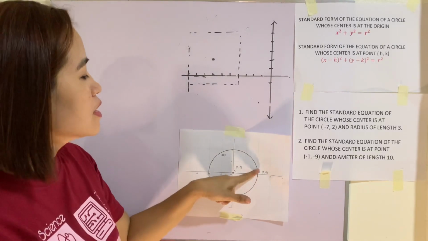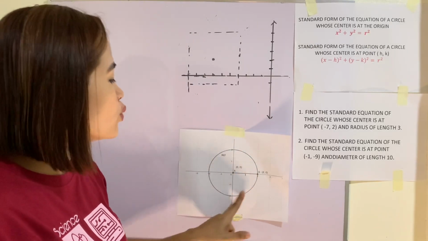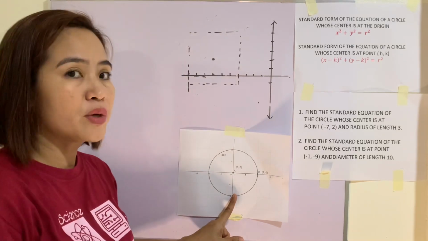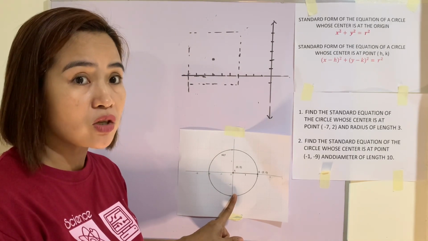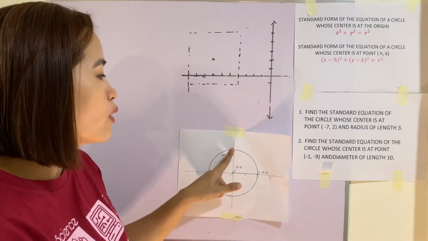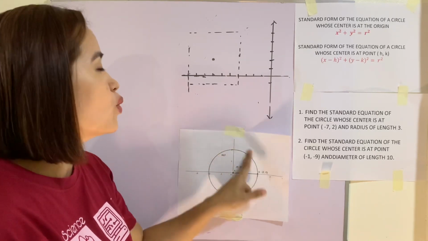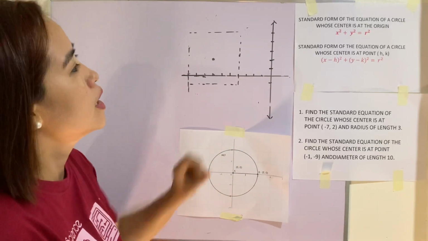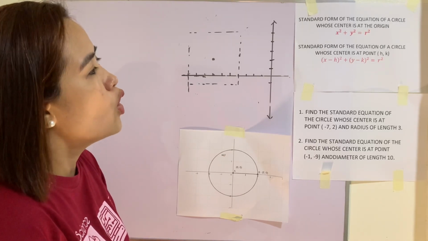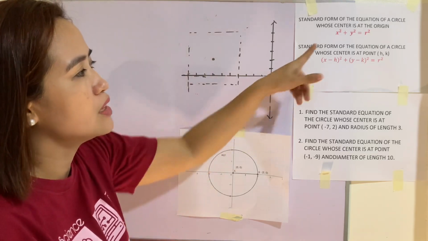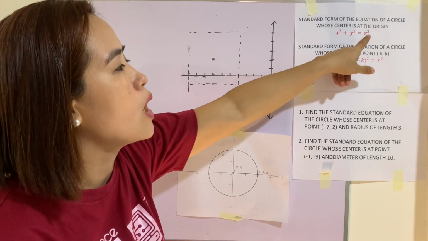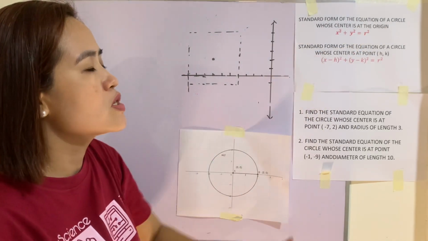Now, this circle has what we call an equation. Remember, in a line, there is always an equation, and that is a linear function. In a parabola, that is a quadratic function. Okay, what about a circle? How do we find the equation of this? So in finding the standard equation of a circle whose center is at the origin, we will be using this formula: x squared plus y squared is equal to r squared. So r here is, of course, the radius.